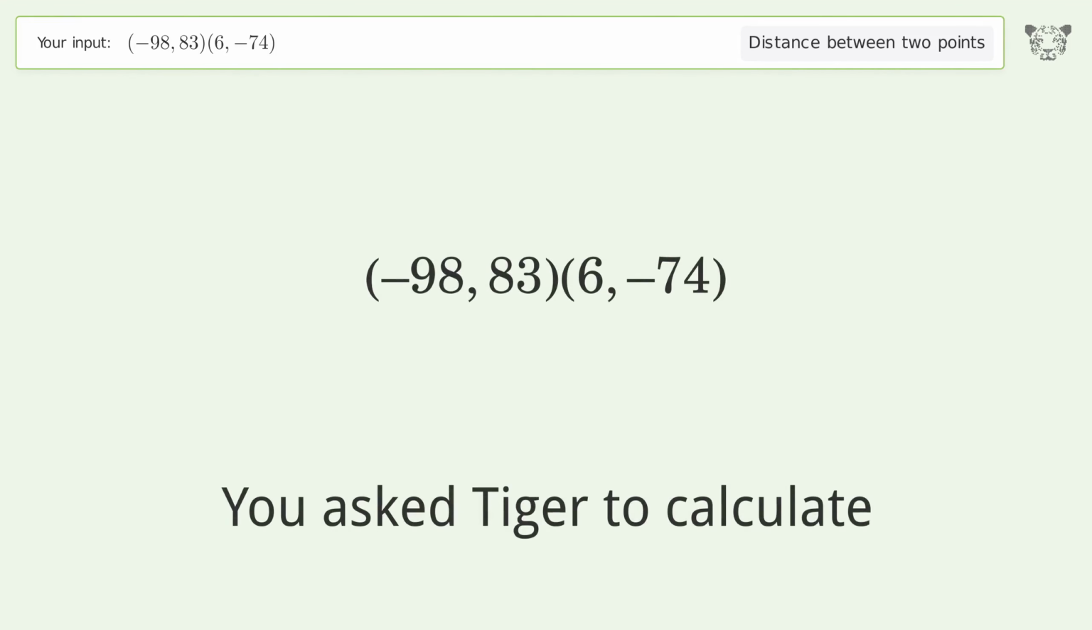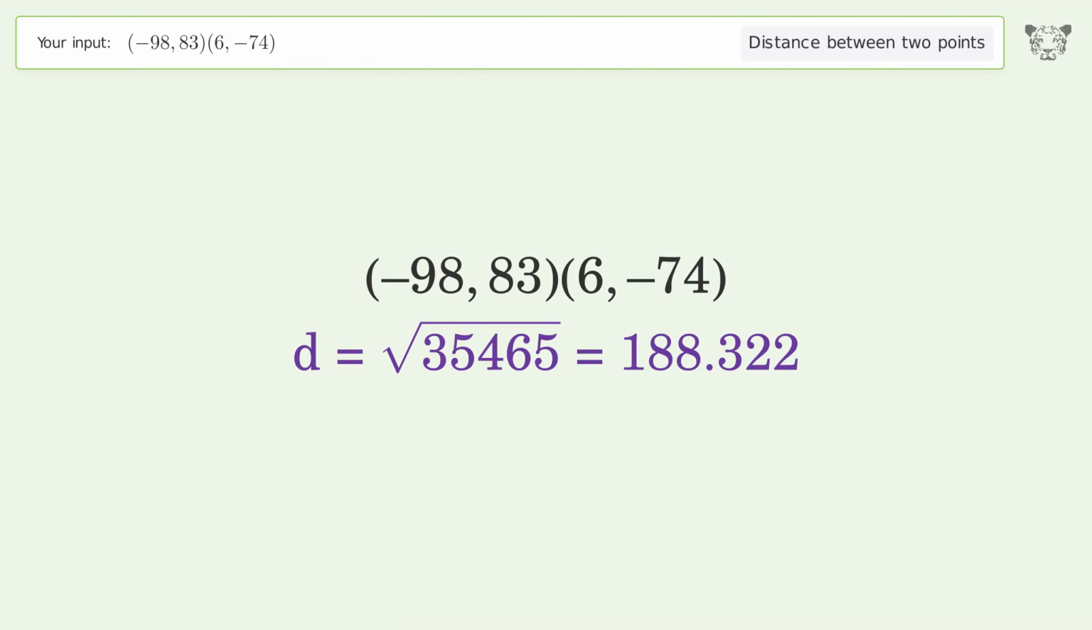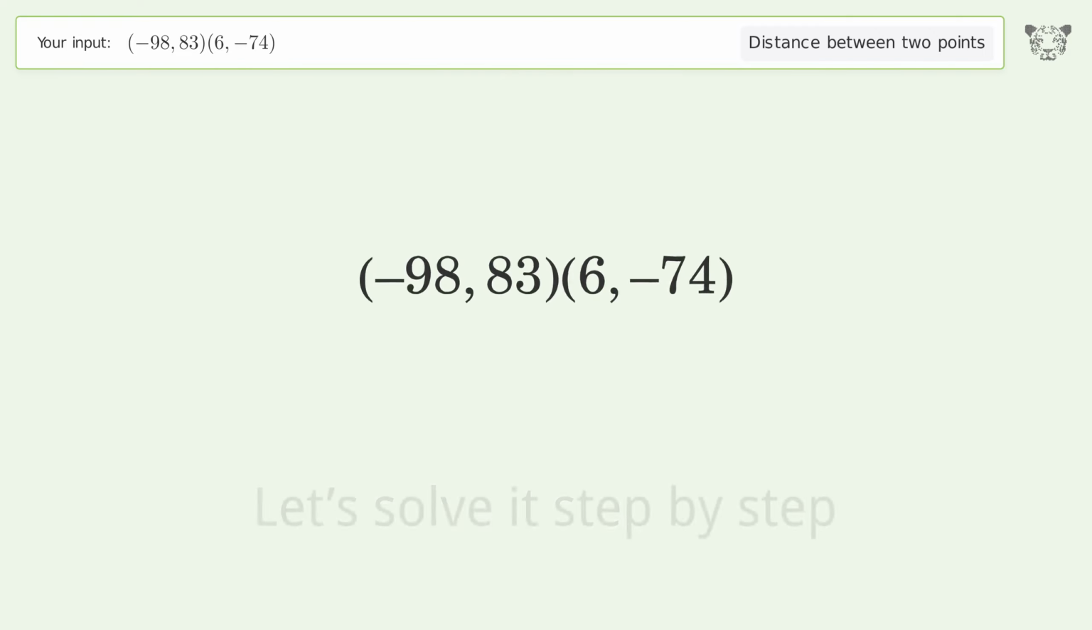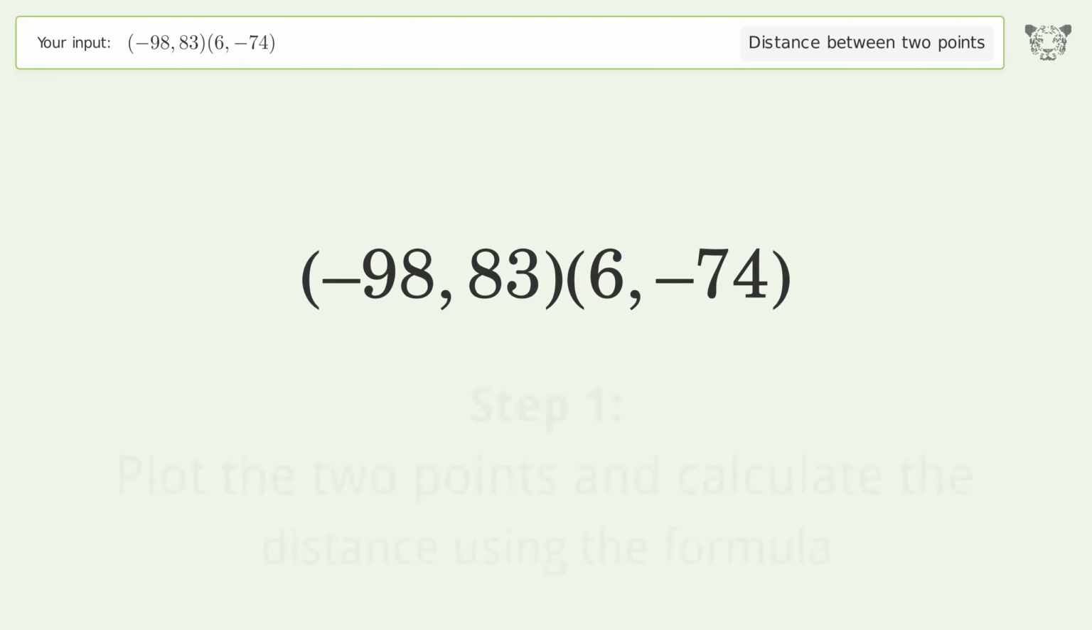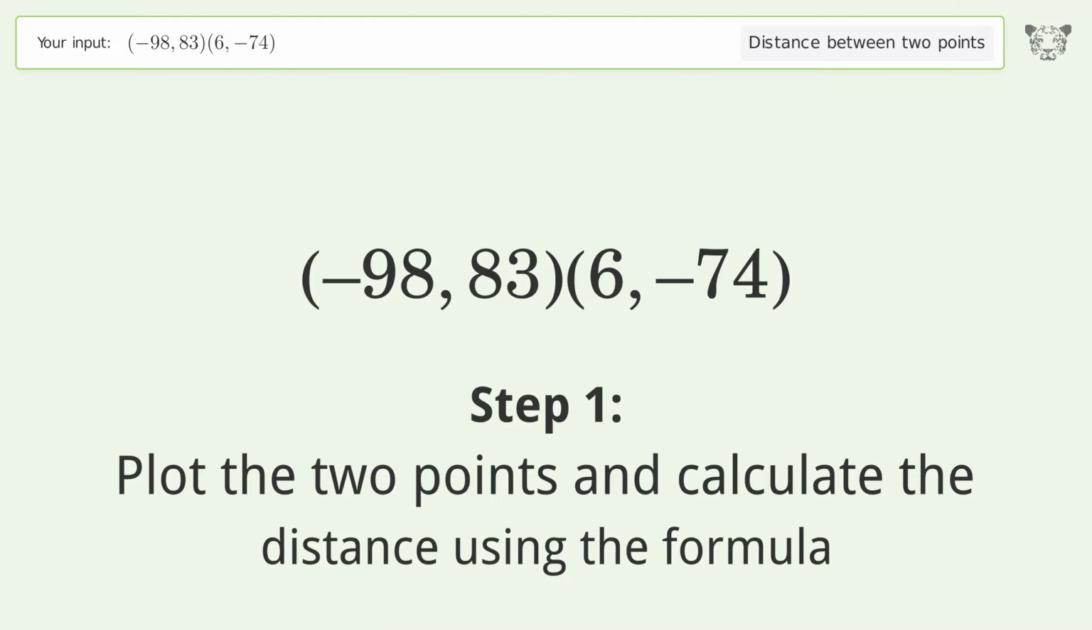You ask Tiger to calculate. This deals with the distance between 2 points. The distance between the 2 points is the square root of 35,465 or 188.322. Let's solve it step by step. Plot the 2 points and calculate the distance using the formula.